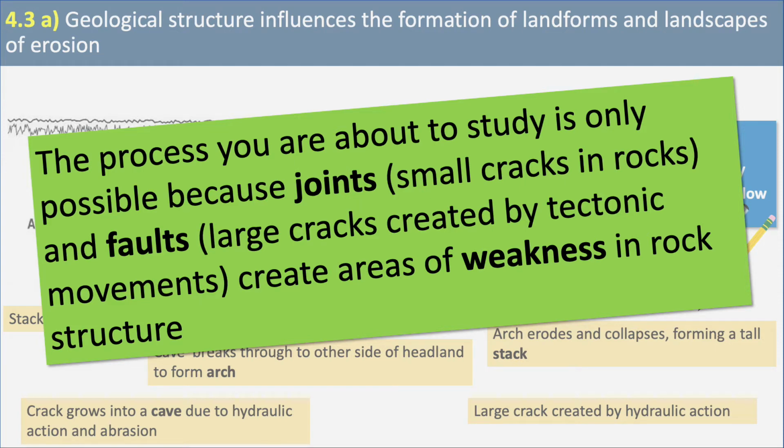Now, I've just put a quick note here across the work you're about to do, just saying that it's only possible for what you're about to see to happen in headlands because there are joints and faults. So these are different areas of weakness created in the structure of the headland. So this means that any process of erosion is able to happen a lot more easily because there is a weakness there that can be exploited.